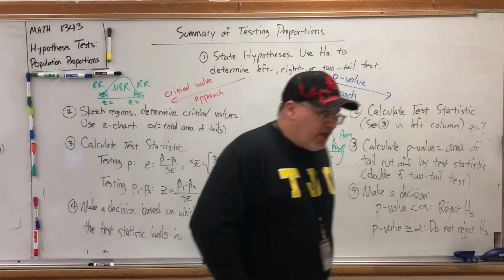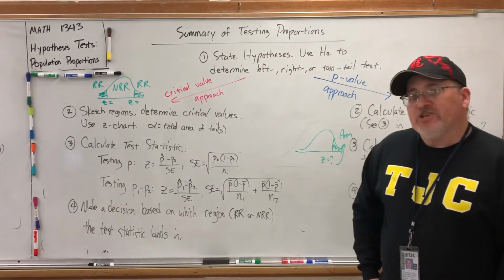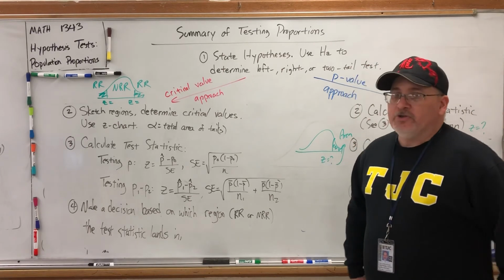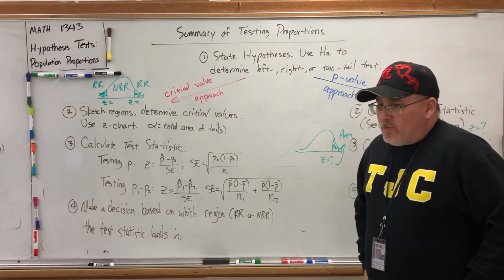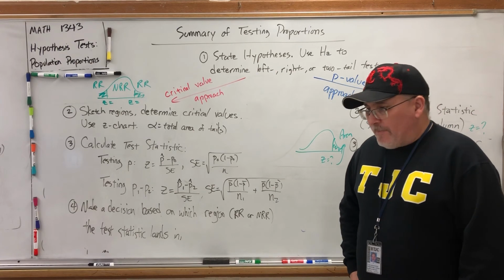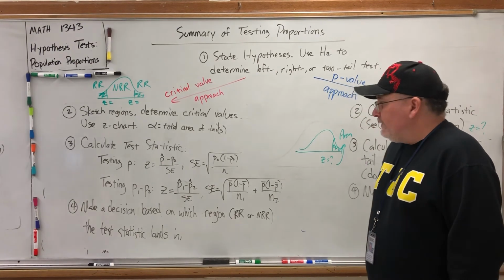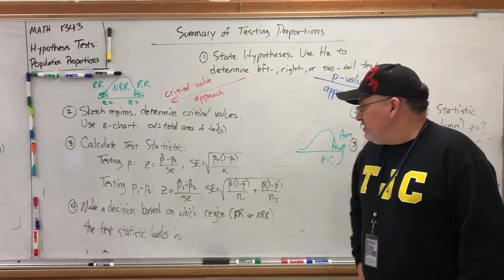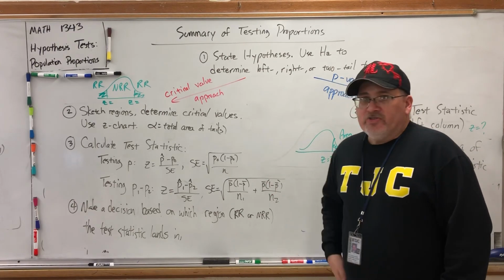I know it seems like a lot, but we are going to review two more types of hypothesis testing before moving on to the next chapter. That would be testing one population mean and the difference in two population means. The good news is the flows are the same. The difference is the formulas, and we're going to be using the t-chart in those.